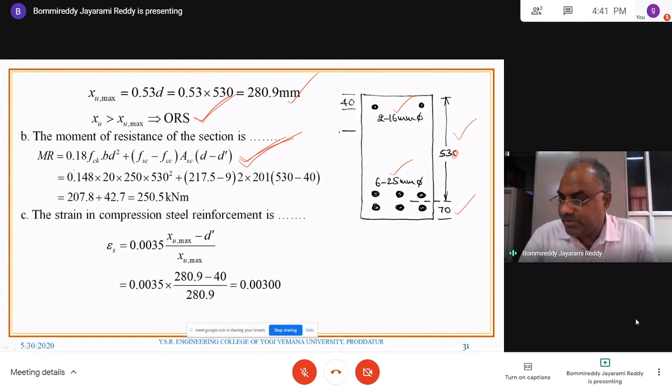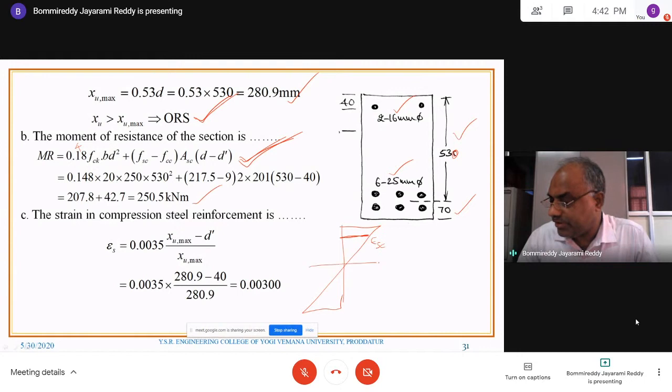When it is over reinforced, the first term will be 0.148 FCK BD square. And accordingly compute it. The second term is FSC minus FCC ASC D minus D dash, and accordingly find out the total moment carrying capacity. Sometimes the question may be, what is the strain in compression steel? Strain in compression steel means, what is the strain at this point? What is this strain? Already you know the formula.